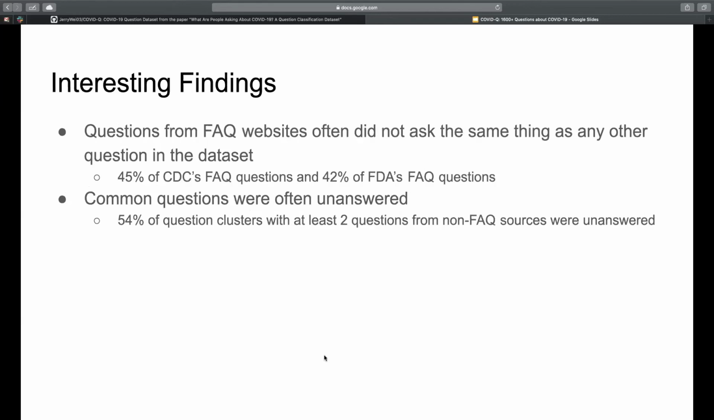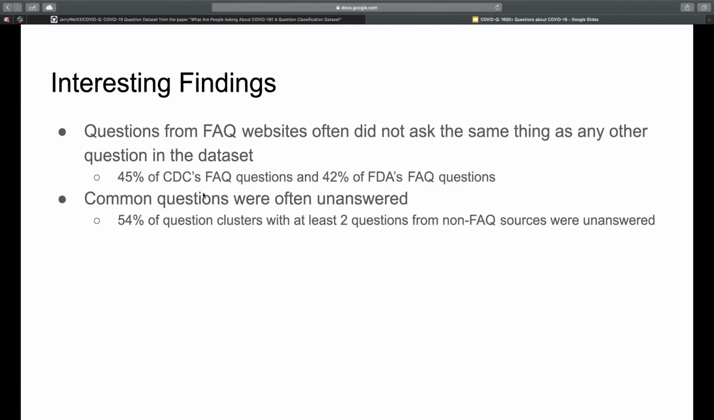Our dataset did have some interesting findings. So first is that questions from FAQ websites often did not ask the same thing as any other questions in the dataset. So for CDC and FDA, about half of the questions on their FAQ page didn't ask the same thing as any other questions in the dataset.